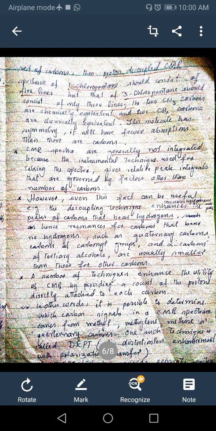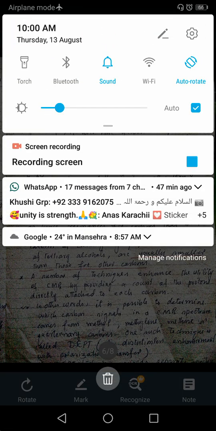Now each line in the spectrum corresponds to the line in the complete CMR spectrum, and the lines which do not appear in the DEPT spectra are assumed to arise from the carbons that have no hydrogen atoms.